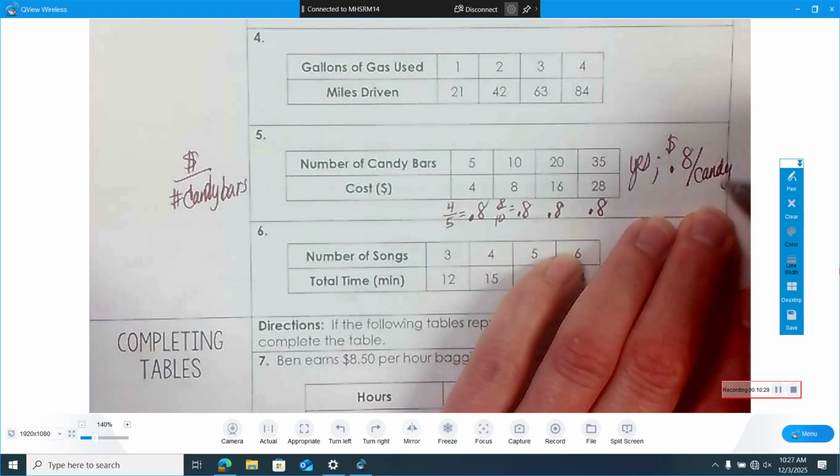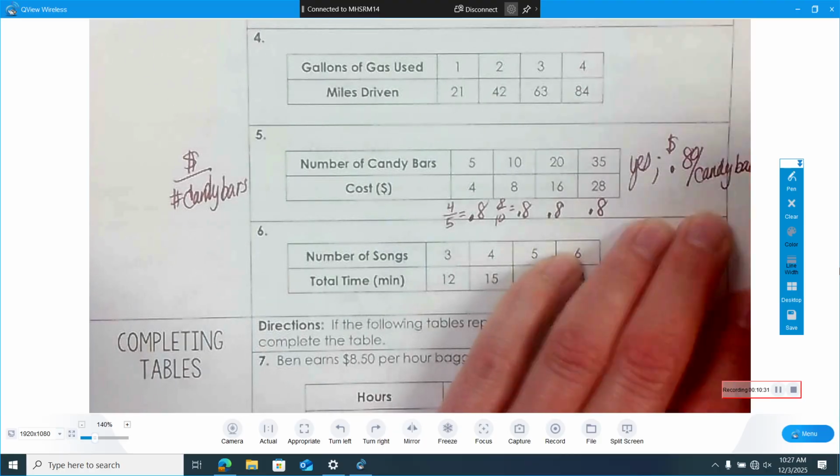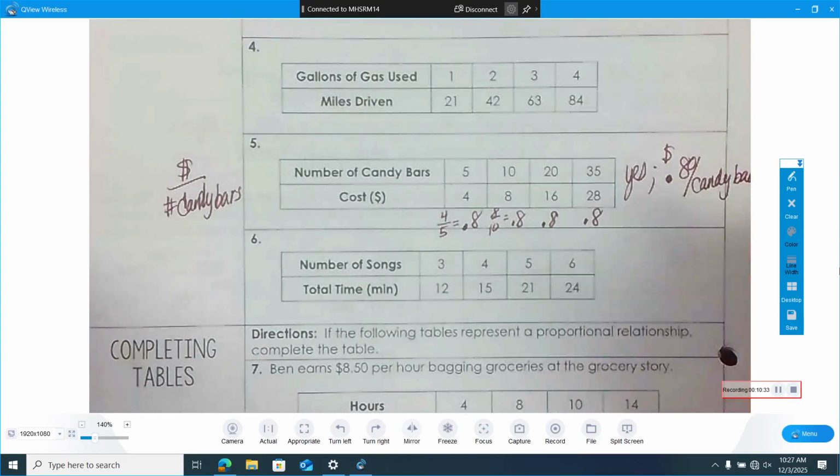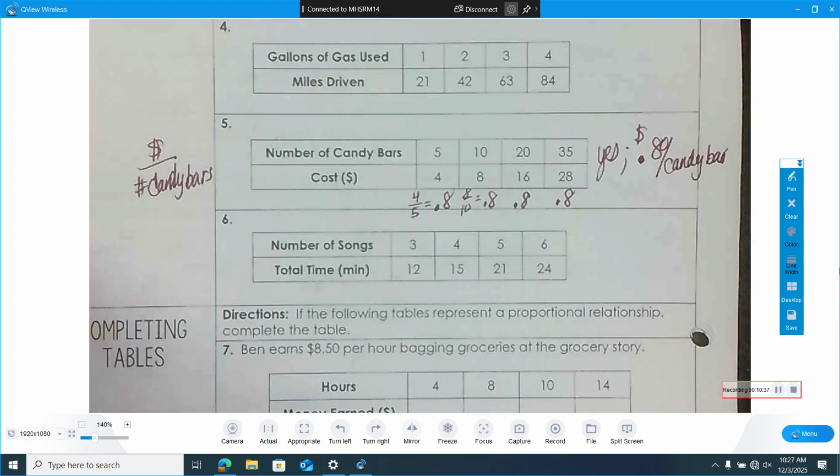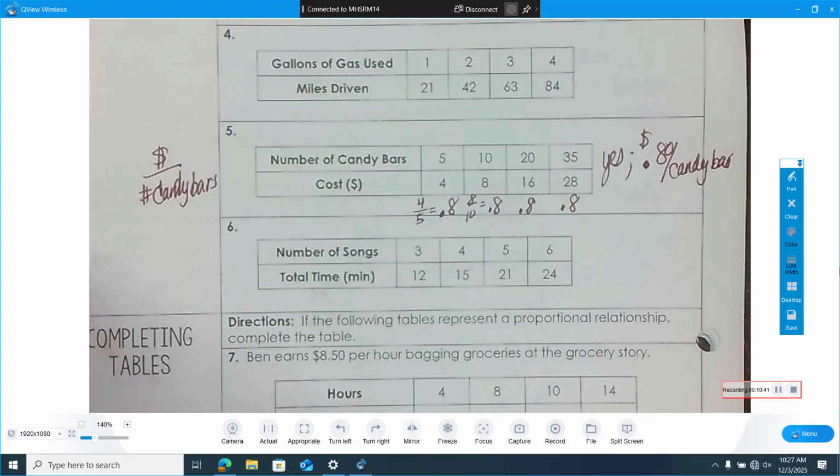80 cents per candy bar. Yeah, this would be 80 cents because of the decimal. So 80 cents per candy bar, which is not too bad. I try to be in the 33 cents a candy bar range myself, but you know.